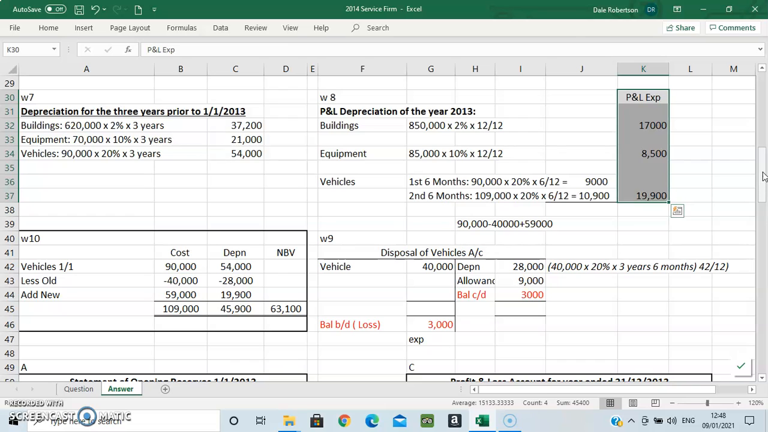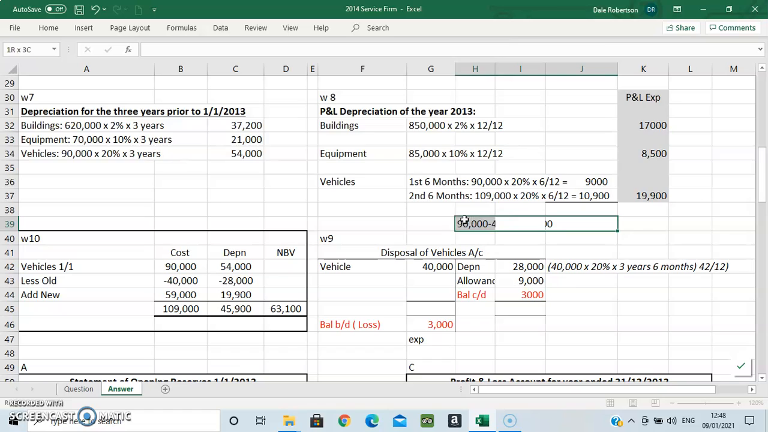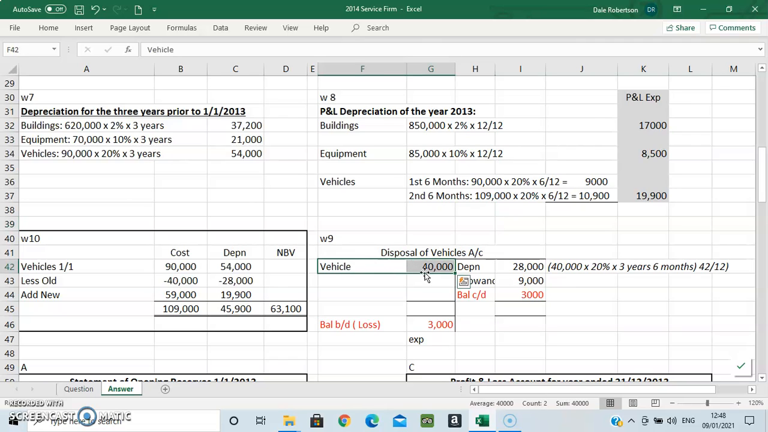Now, we still need to do our actual disposal. Our actual disposal of the vehicle. Well, you put into a disposal account the cost of the vehicle, 40,000, and now the depreciation on its lifetime. Well, that is 40,000 by 20% by 3 years and 6 months, which is 42 over 12 months.